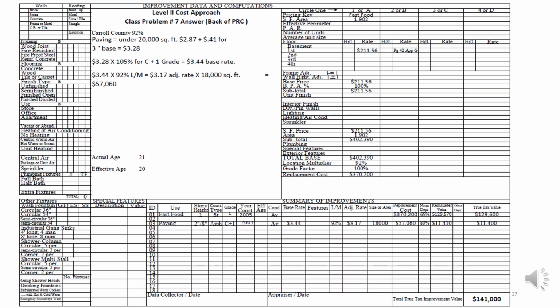Now let's go ahead and work through the property record card for class problem number 7. So we're going to go over to our pricing ladder. The pricing key is going to be fast food. Our square foot is 1,902. Next, we need to determine what our base rate is. We are going to go into Appendix G. We're going to go to page 42. This is going to be our table for our fast food restaurants. When we go down to our closest square foot, we should find a rate of $211.56.